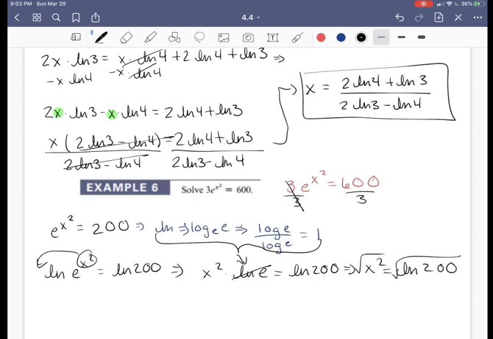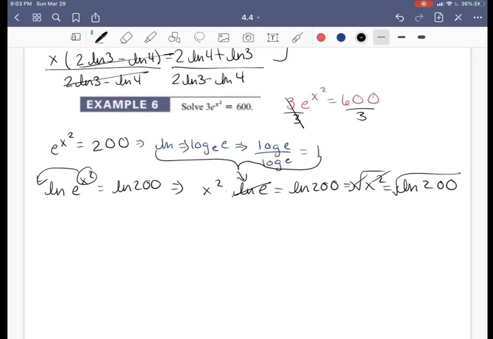So we need to square root this. The square root goes away with the square. So I have that x is equal to plus or minus the square root of natural log of 200. From there, you can use a calculator, and it should approximate to plus or minus 2.302.